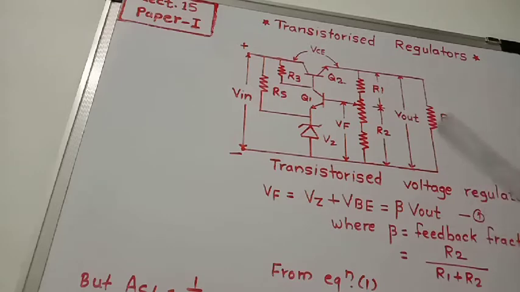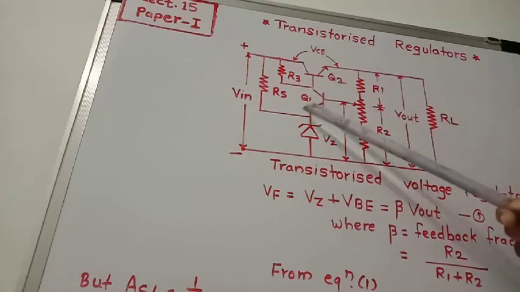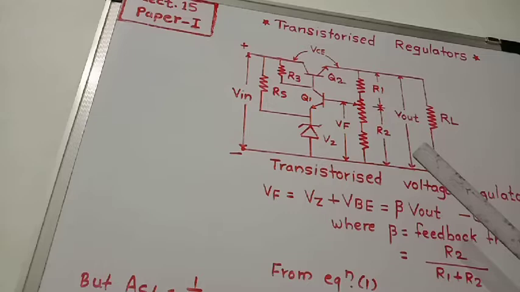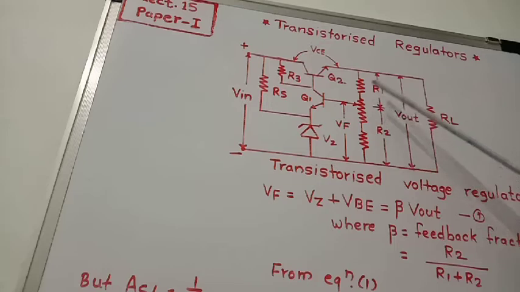Now here in this circuit, transistor Q1 is operated in the active region and it is used as a common base amplifier, CB. It is also called an error amplifier when the feedback voltage is applied to the base of transistor Q1.